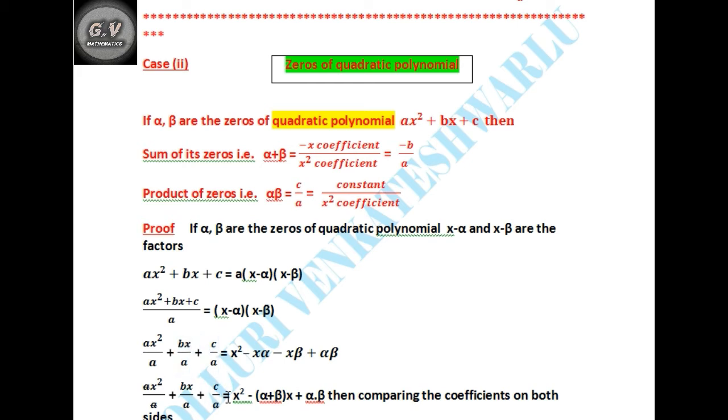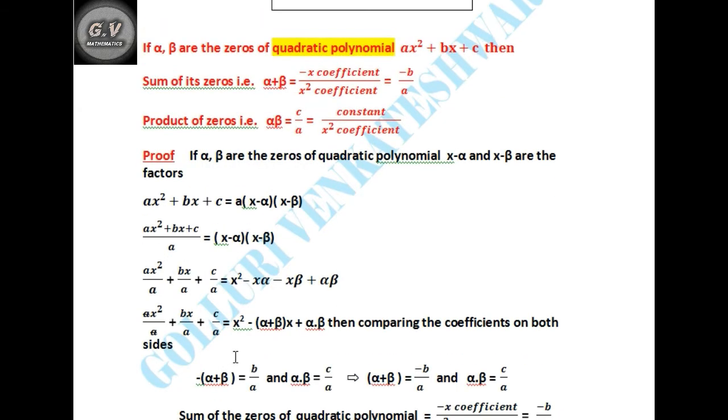The product of these linear factors is x into x, x square, minus x into alpha, alpha x, minus x into beta, beta x, and minus into minus plus alpha into beta, alpha beta. The product of these two binomial linear factors is equal to this. So x square plus b by a x plus c by a is equal to x square.